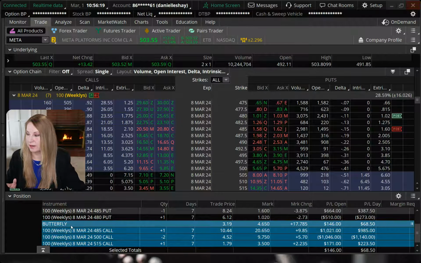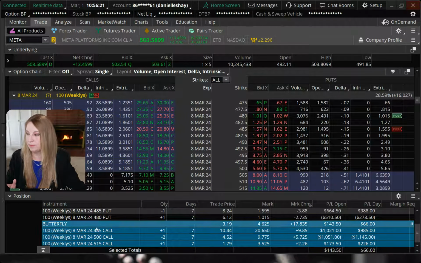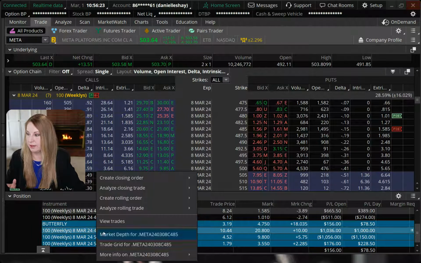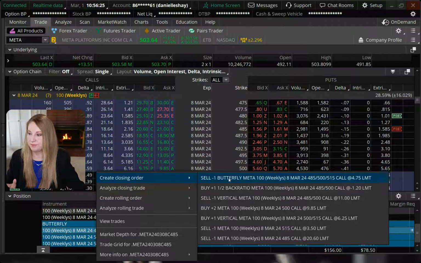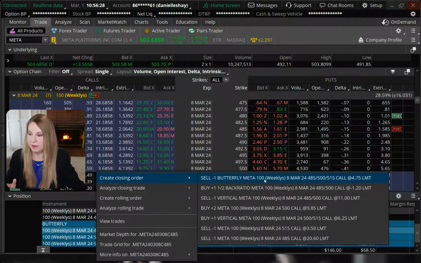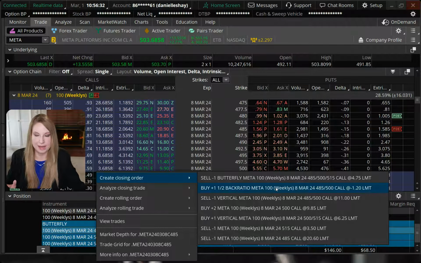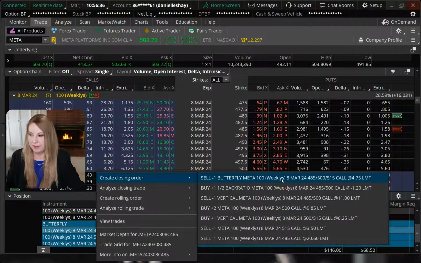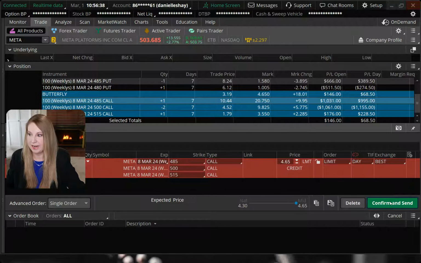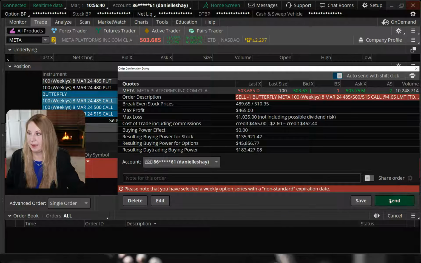To close this butterfly, it's very simple. All you do is you just right click on it, create closing order, and you're going to sell the butterfly. I do not want to leg out of the fly. I don't want to close half of it. I don't want to just buy back the center strike. I don't want to do anything like that. I just want to get out of my trade, and I just want to take my money.